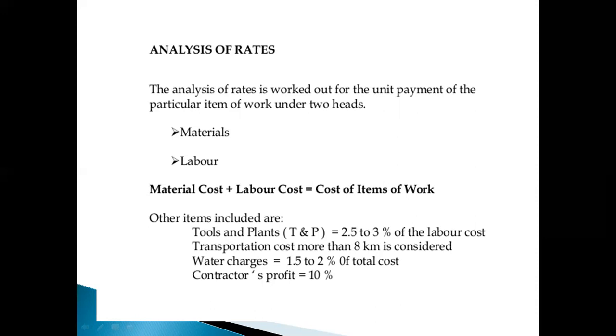Other items included are tools and plants, 2.5 to 3% of labor cost. Transportation cost for more than 8 kilometers is considered. Water charges are 1.5 to 2% of total cost. And contractor profit, 10%.